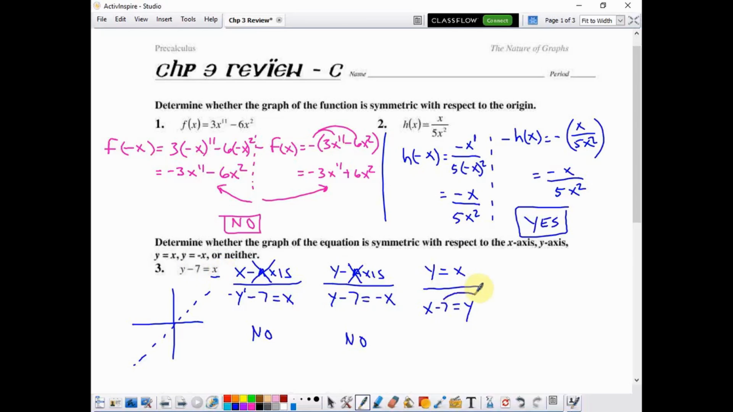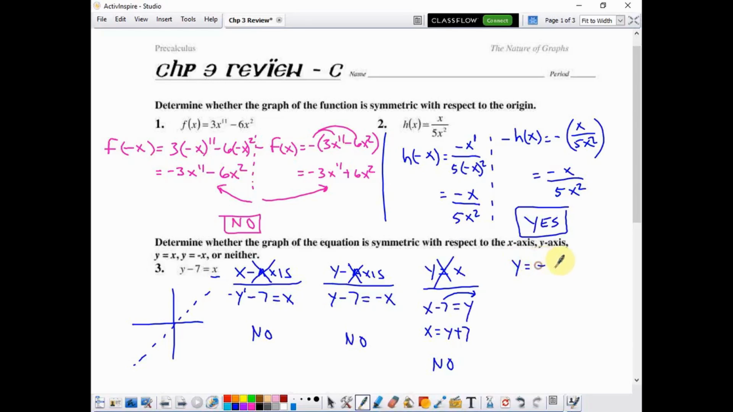So to do that, I'm going to move this 7 over. It's going to become x equals y plus 7. I've got x equals in the original and now I've got y plus 7 over here, but this was y minus 7. Those do not match. So no, there is not symmetry with respect to y equals x.